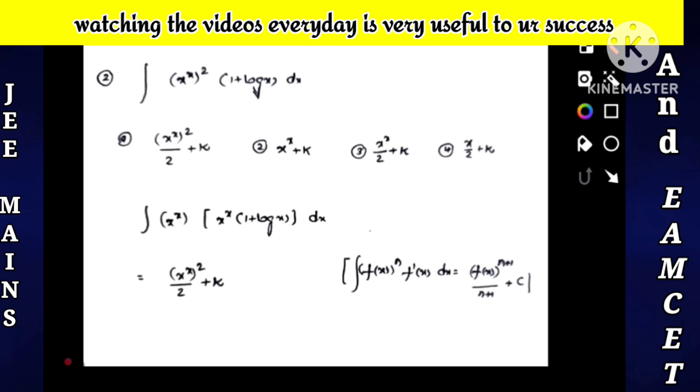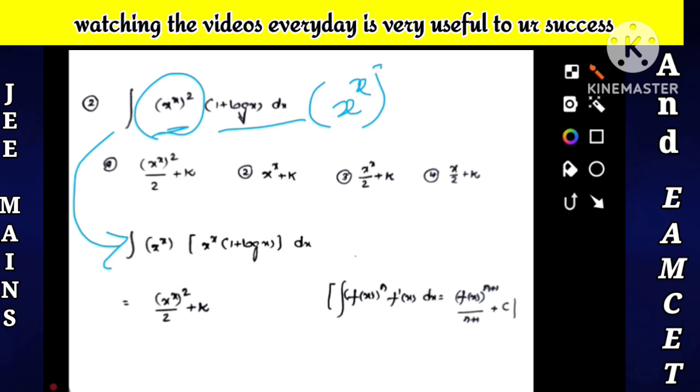See the next problem. The question is integral of (x power x) whole square into (1 plus log x) dx. Okay, this is the question. So first I am writing the first step: this (x power x) whole square is equal to x power x into x power x. Okay, so this is a square.